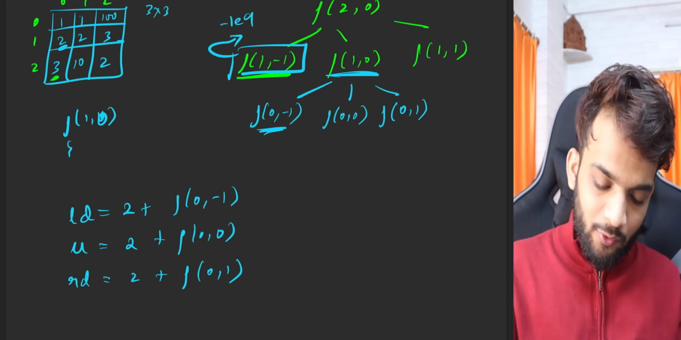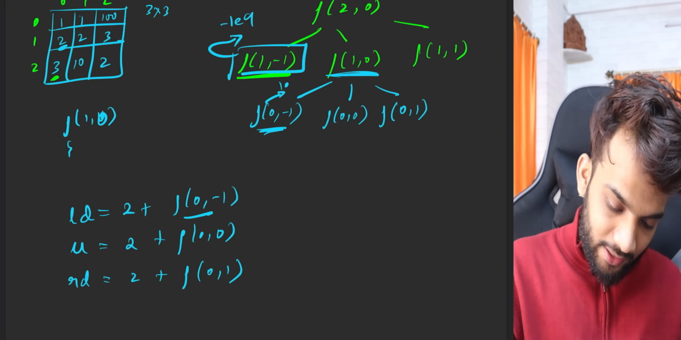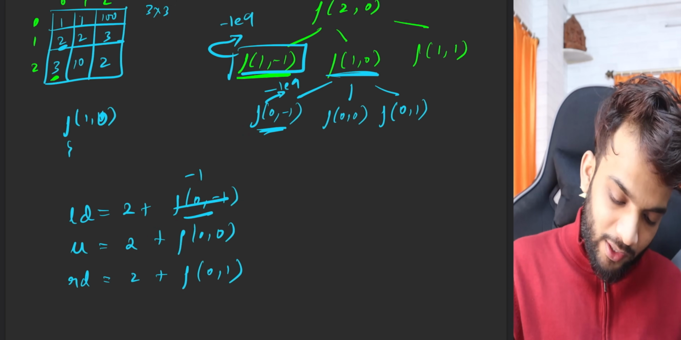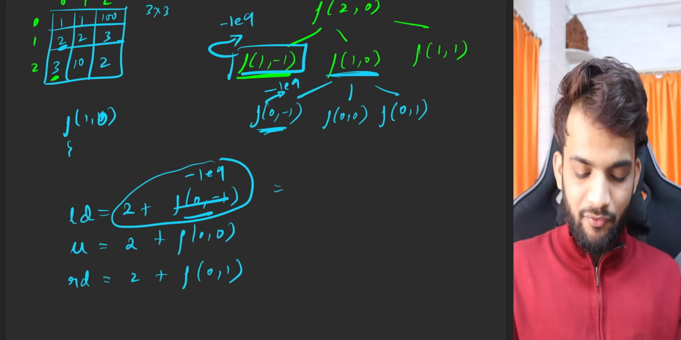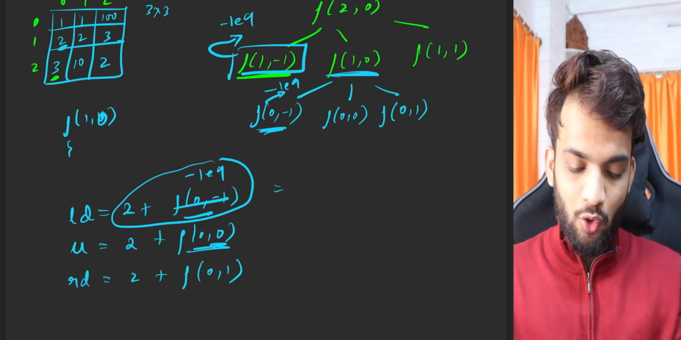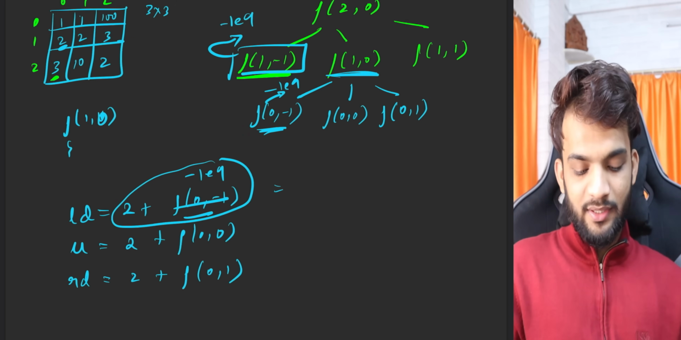So what will happen with this? This one will return minus 1e9. So this entire value becomes a very, very negative value. What will happen with this f of 0, 0? So the next one is the upper one.